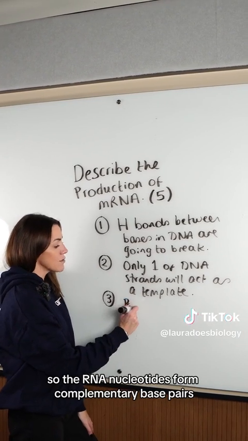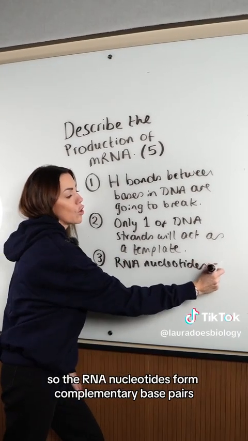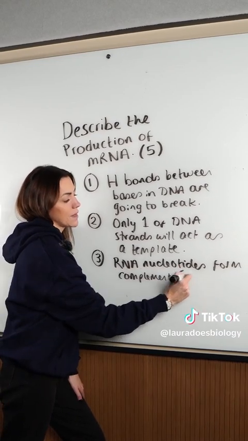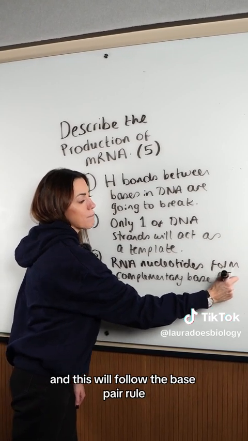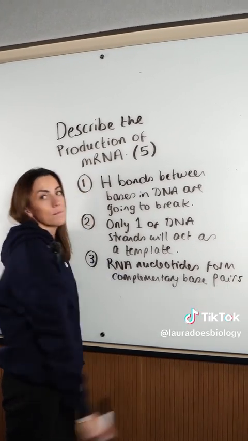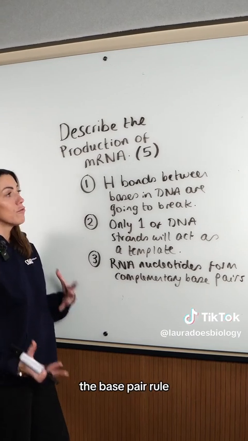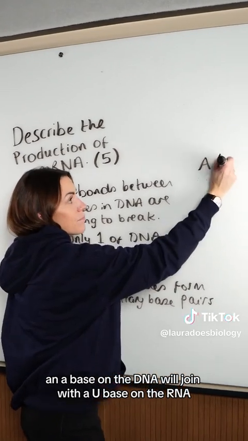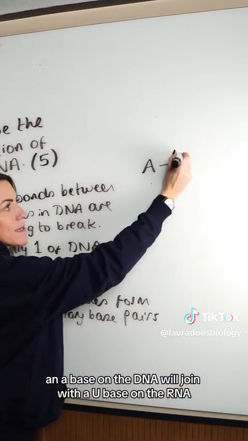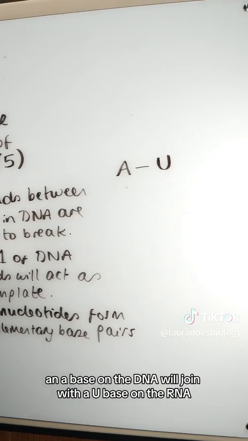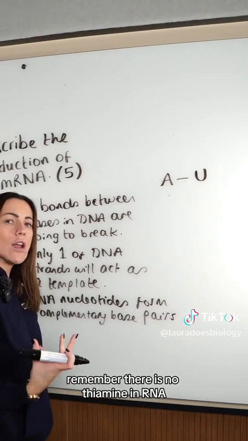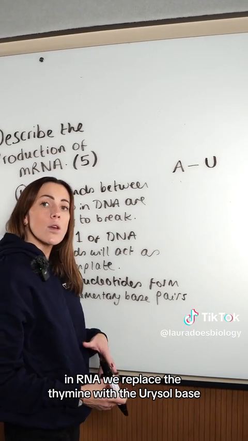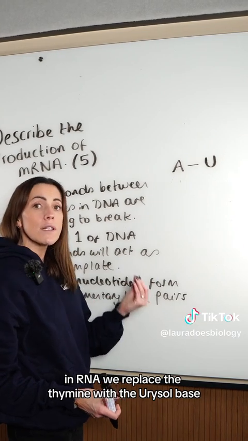The next thing we're going to talk about is the RNA nucleotides themselves. So the RNA nucleotides form complementary base pairs. And this will follow the base pair rule. Okay, so if you remember the base pair rule, an A base on the DNA will join with a U base on the RNA. Remember, there is no thymine in RNA. In RNA, we replace the thymine with the uracil base.